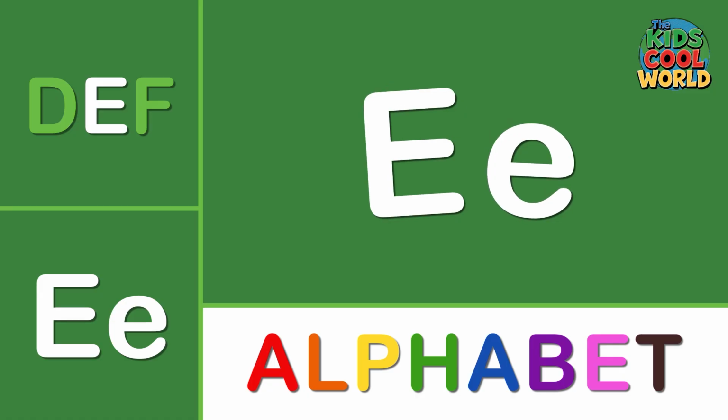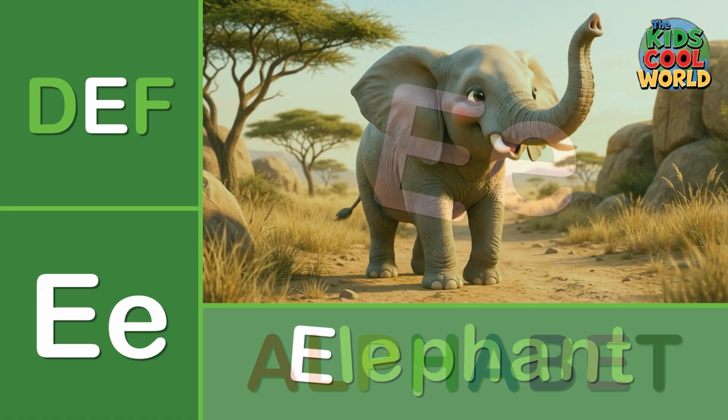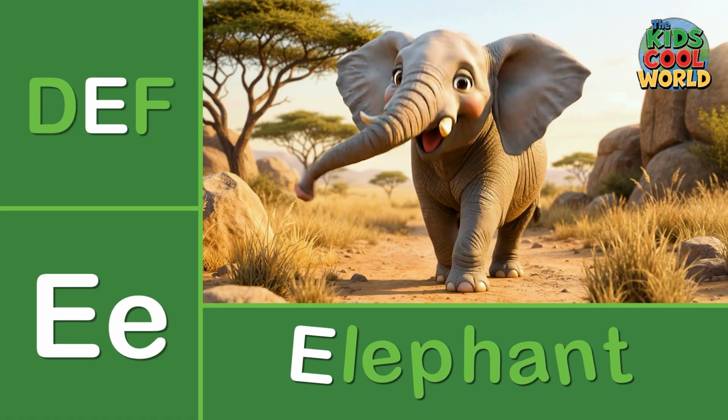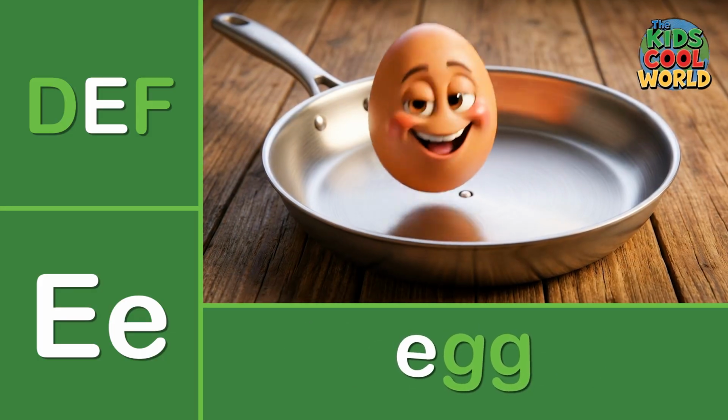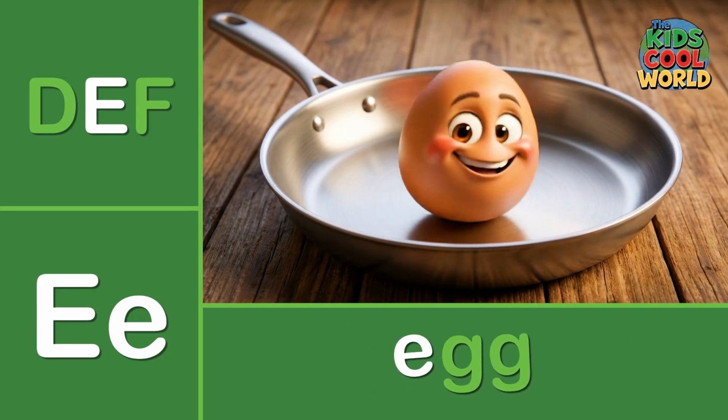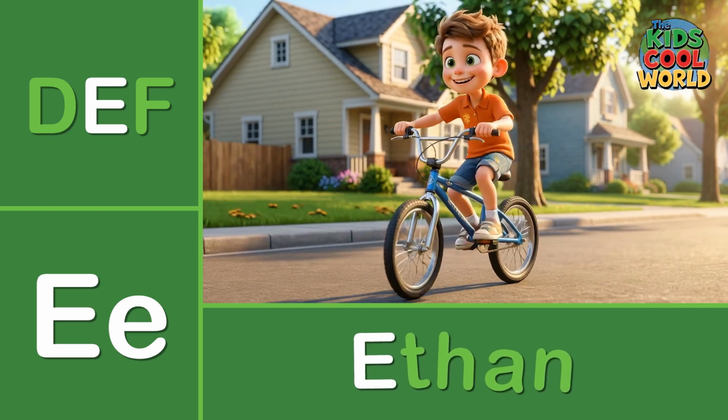Now we go with letter E. E is for elephant. Elephant, elephant. E is for egg. Egg, egg, egg. E, E, E is for Ethan. Ethan, Ethan.